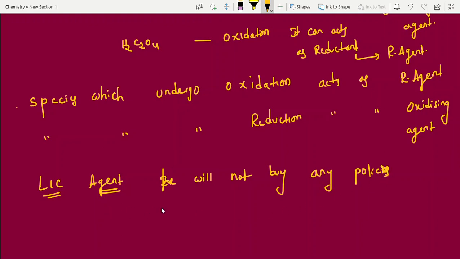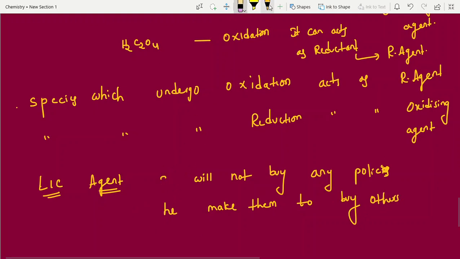But he makes them buy. He makes them buy others. Make them buy others, right or not? See here, the agent's work, he will not do that work. Always he is explaining policies to others, and finally he makes them buy, right or not? Neighbors or colleagues, anyone, somebody, definitely.